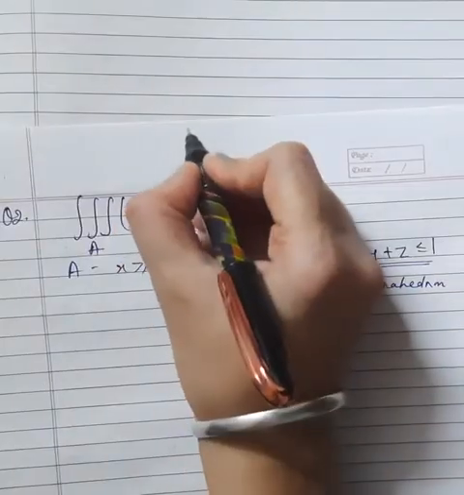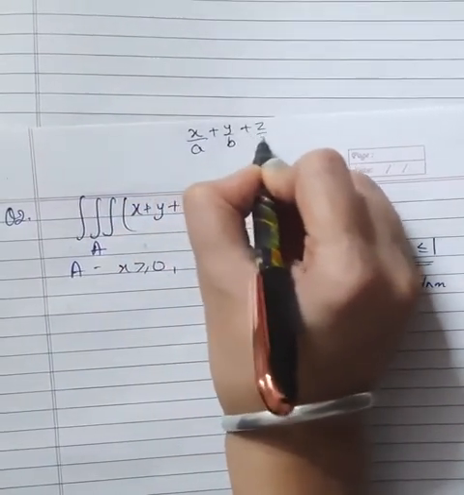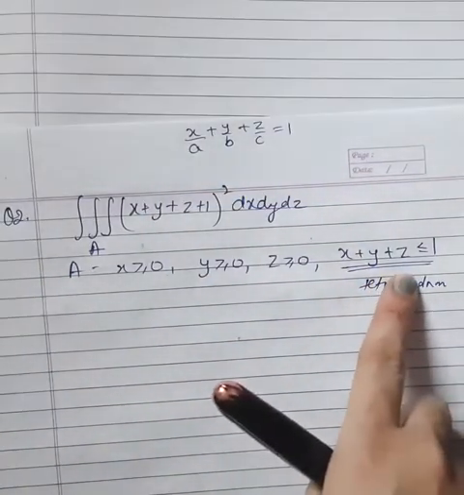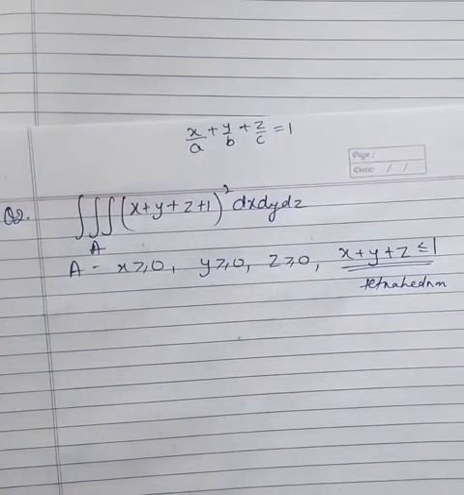जो जनरल फॉर्म होती है टेट्राहेड्रन की वो ये होती है x बाय a प्लस y बाय b प्लस z बाय c इक्वल्स टू 1. सो यहाँ पे a, b, c की वैल्यू 1 दे रखी है हमें, तो ये इक्वेशन होती है टेट्राहेड्रन की, आपको पता होनी चाहिए. ठीक है.